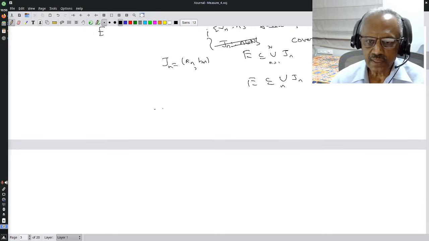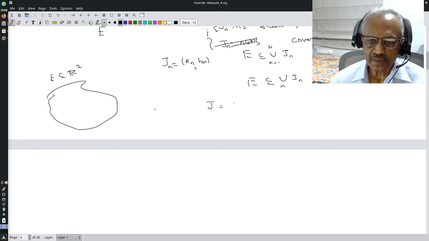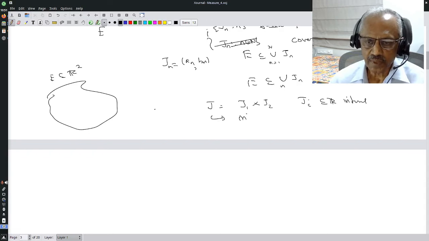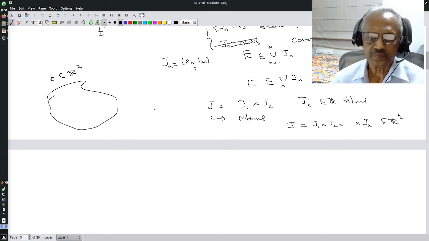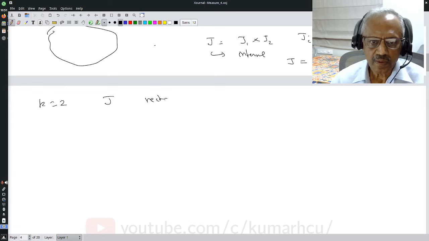So this is where it will be easier to look at a subset E of R^k, let us say R^2. There an interval for me is a product of intervals J_1 and J_2, where J_1 and J_2 are intervals. So I will call this again an interval, and in the case of R^k it will be J_1 times J_2 times ... times J_k in R^k. These are all intervals. Then in the case of k equal to 2, J is a rectangle. And k equal to 3, J is a rectangular parallelepiped.